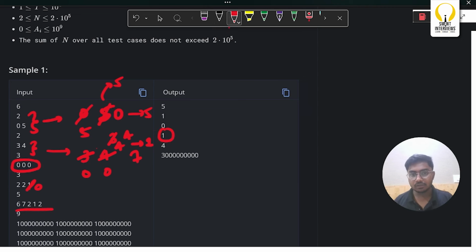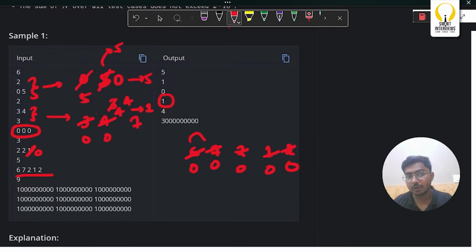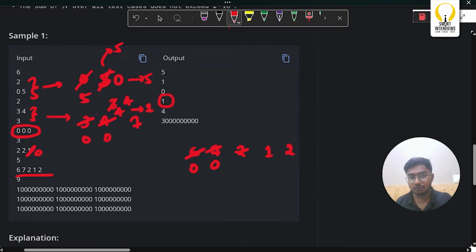If I take the next one, let's see, 6, 7, 2, 1, 2. One possible way is always there, that is you make everything 0. That is always there, and if you do so, the number of operations required is going to be the sum of the array elements. That is a valid one, but that's not the minimum.